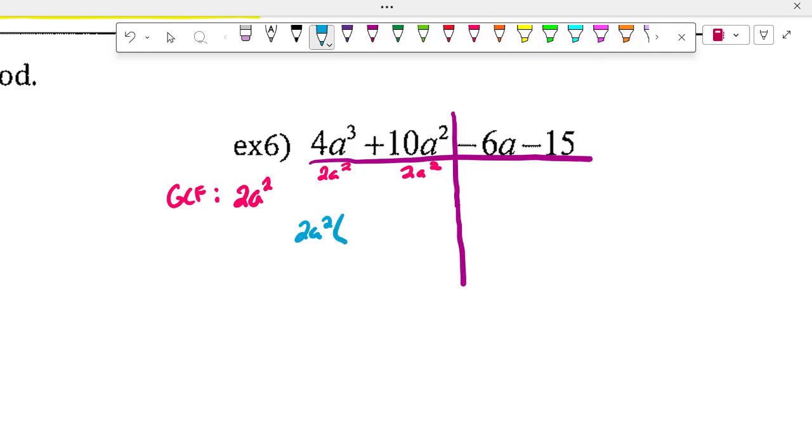What's 4a cubed divided by 2a squared? 2a. 4 divided by 2 is 2. A cubed divided by a squared, you had 3 a's. You took away 2. You have 1 left. What's 10a squared divided by 2a squared? 5.